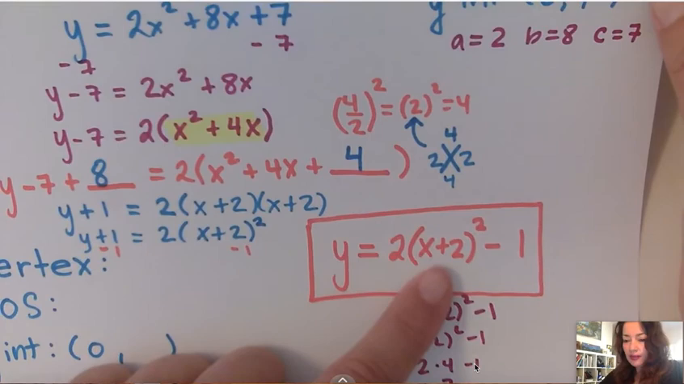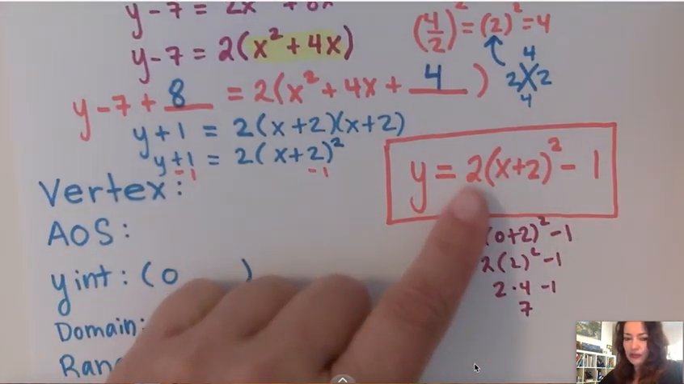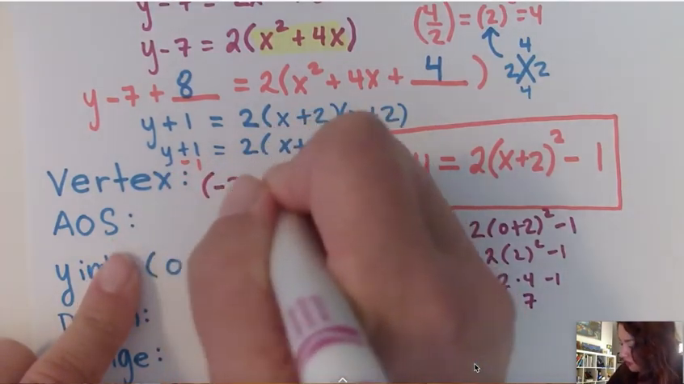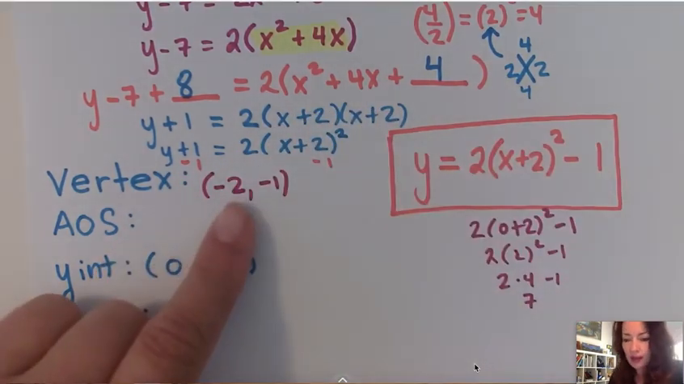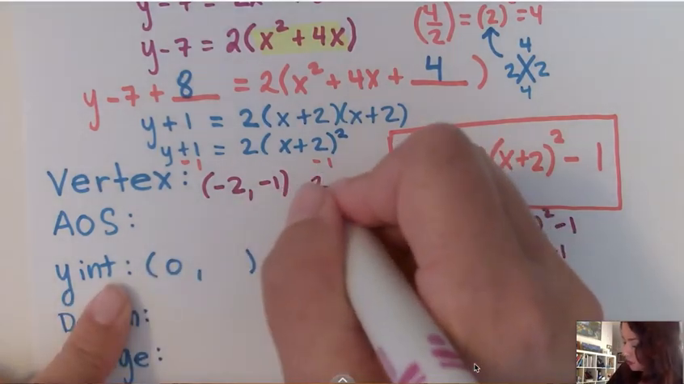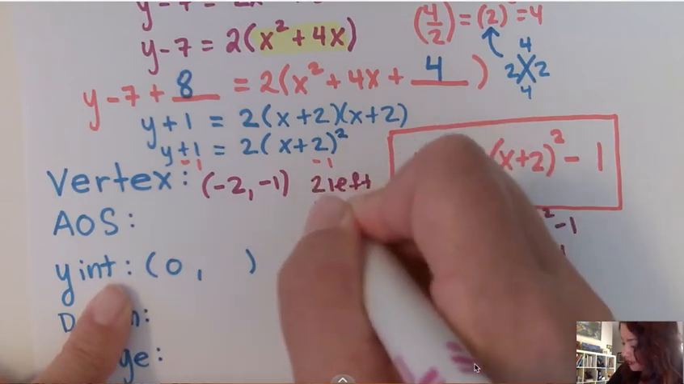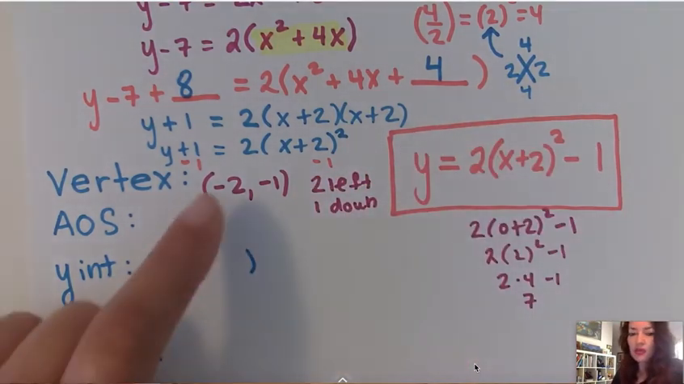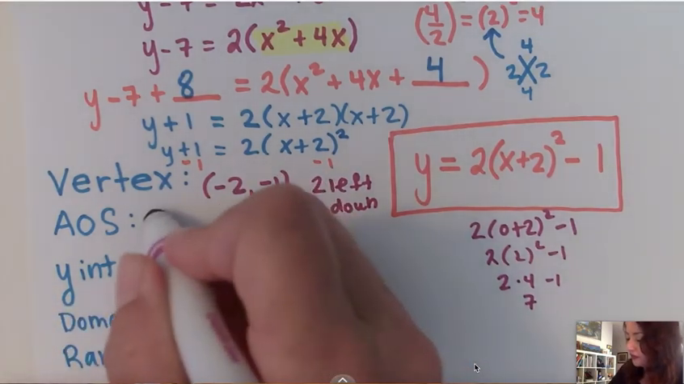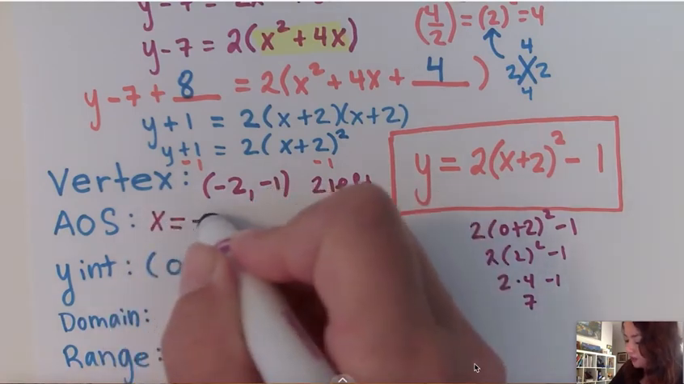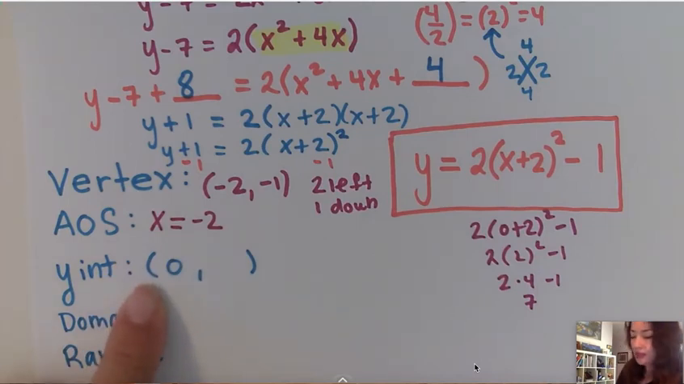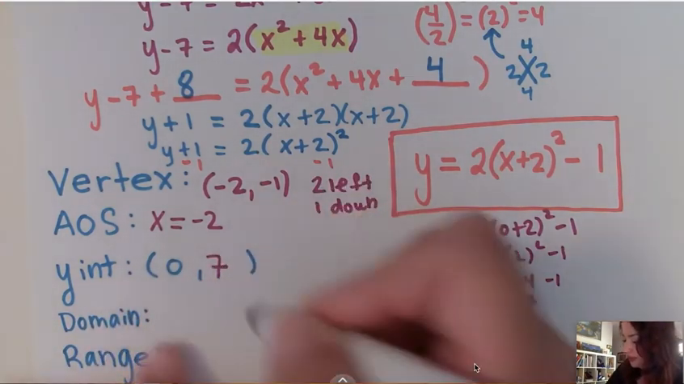Now let's go ahead and write the key characteristics of our vertex form. The vertex, if you said it is (-2, -1), you are correct. That means the graph shifts 2 to the left, 1 down. Our axis of symmetry is always the first value of our vertex, or the x value of the vertex. So that is the line x equals -2. Make sure you write it as an equation. Our y-intercept, we said, was (0, 7).